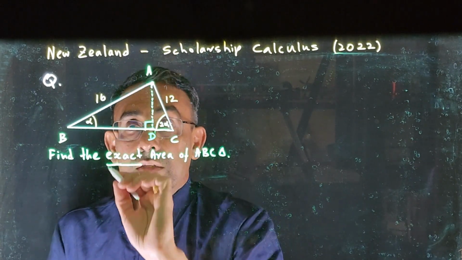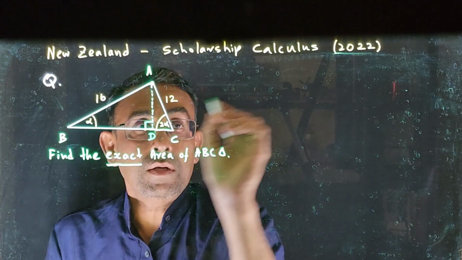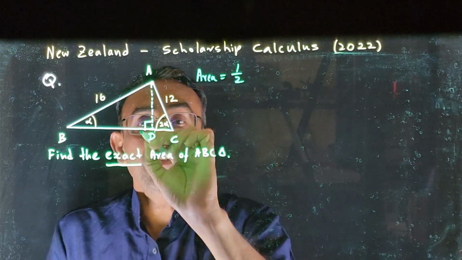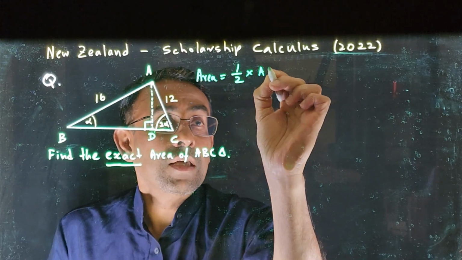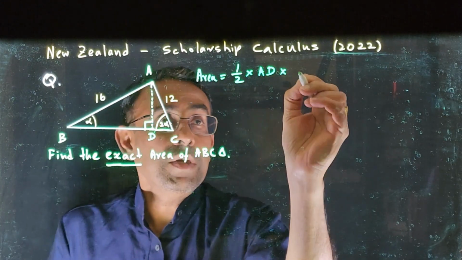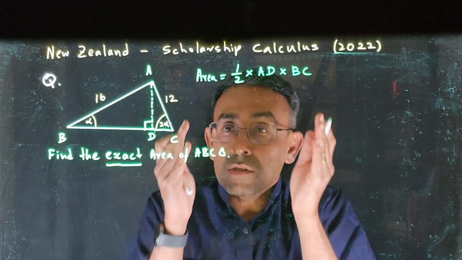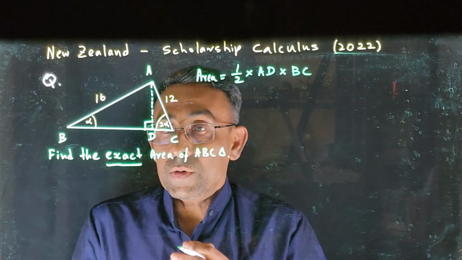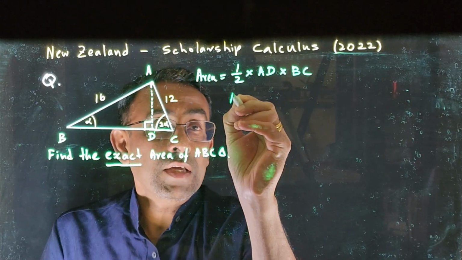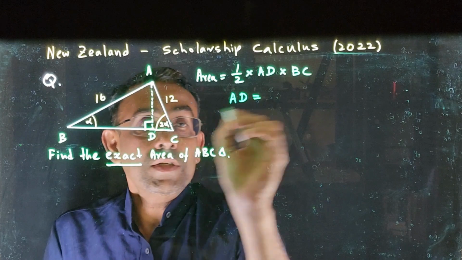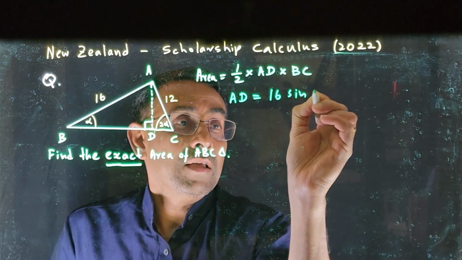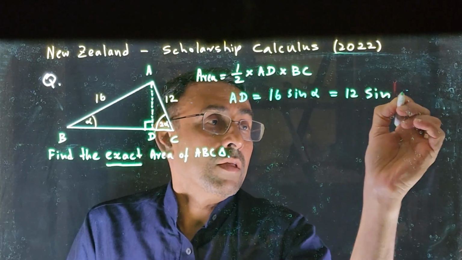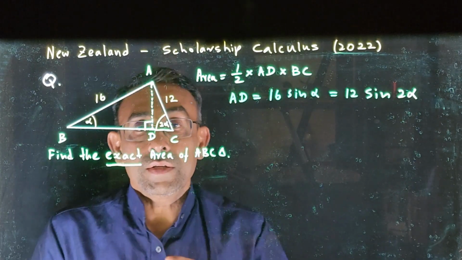The area can be written as half times the height AD times BC, the base. So what we need to find now is the value of AD and the value of BC. We now know AD is equal to 16 sine alpha, which is also equal to 12 sine 2 alpha, because it is the same height.